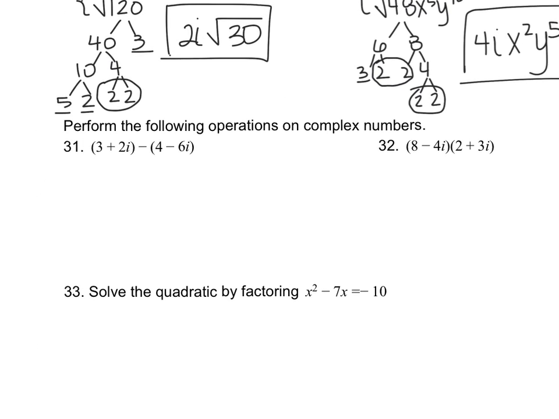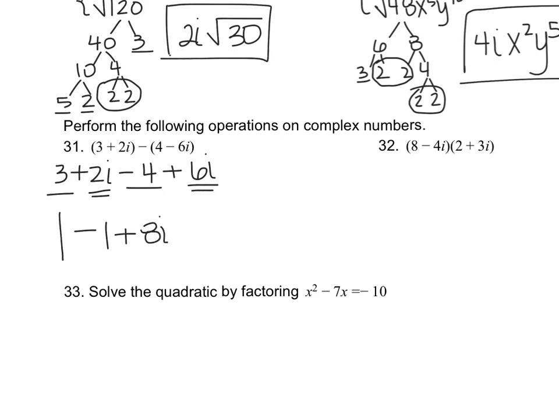So next we're going to look at operations on complex numbers, specifically adding, subtracting, and then multiplying. Just like when we were subtracting polynomials, the first thing we want to do is distribute the negative into the parentheses. So it becomes 3 plus 2i minus 4 plus 6i. Now I want to combine like terms. So we have 3 minus 4, which is going to become -1. Then 2i plus 6i, which is going to become 8i. So my final answer is -1 plus 8i.